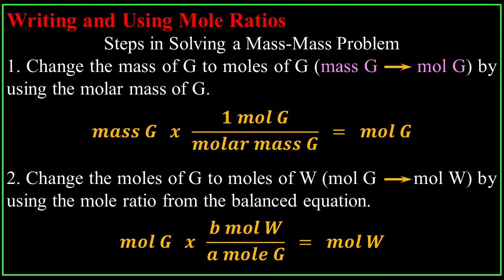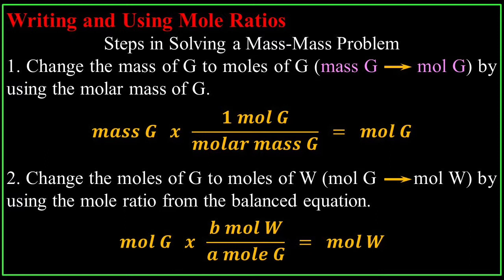Steps in solving mass-mass problems. Number one, change the mass of G to moles of G. Mass G goes to moles of G by using the molar mass of G. Mass G times 1 mole G over molar mass G equals mole G.